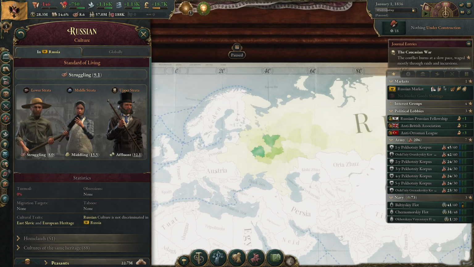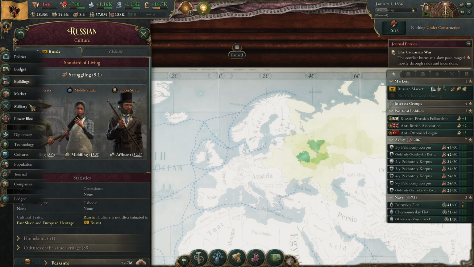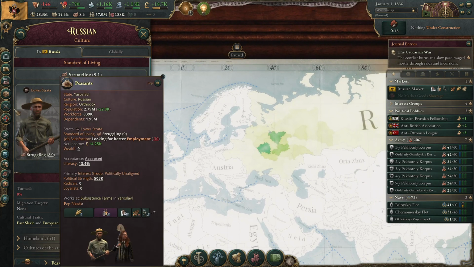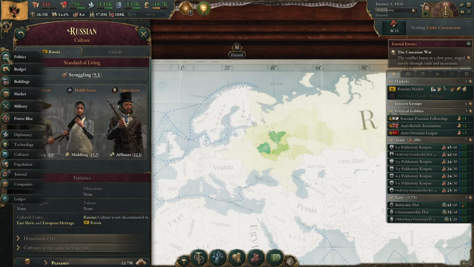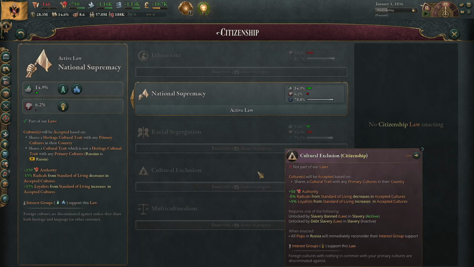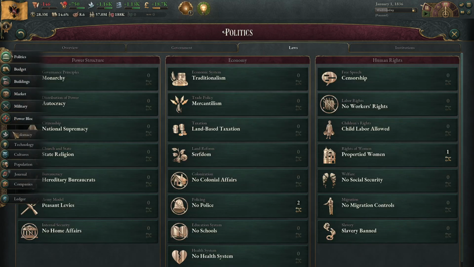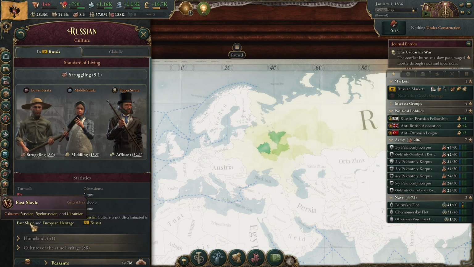So if we would have that law, we would not discriminate any European pop. And if we would go and do the next level, which is cultural exclusion, then if it shares any cultural trait with any primary cultures, so if we go back here, then it would be enough, like all East Slavic.